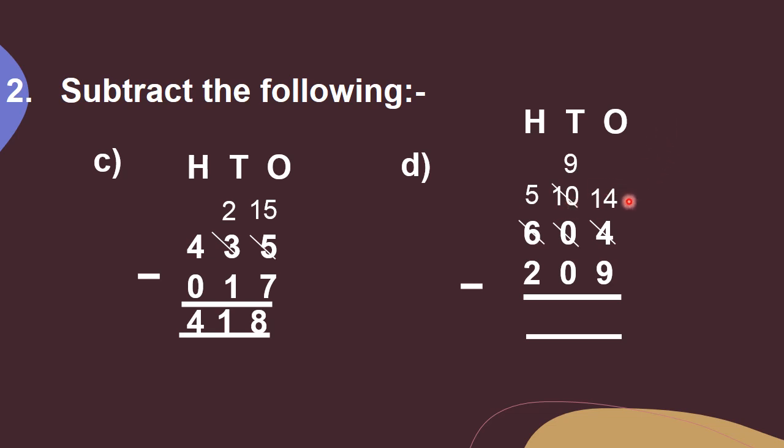Now we have to solve it. So keep 14 in your mind and 9 on your fingers. Let's start backward counting. 13, 12, 11, 10, 9, 8, 7, 6, 5. So our answer is 5. So we will write here at ones place column. Now 9 minus 0, we get the same number and that is 9. And 5 minus 2 is equal to 3. So what is the difference? That is 395.